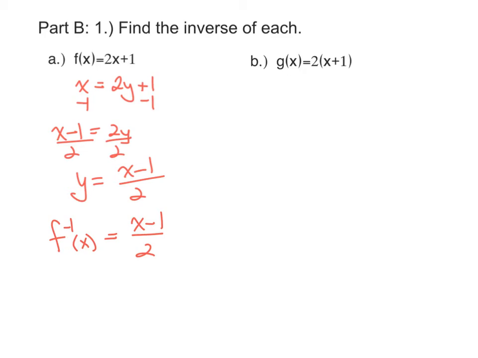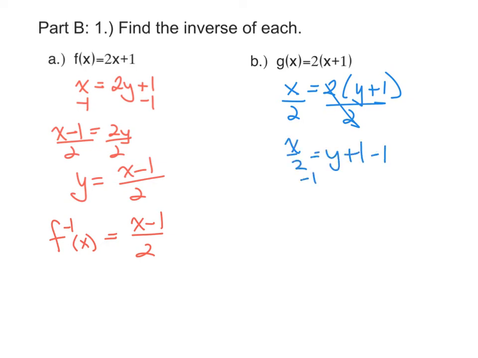So let's do it again with g of x. Switch the x and the y. So we'll say x is equal to 2 times y plus 1 and solve this. Here we're going to divide first. So x over 2 is y plus 1. Then subtract 1 from both sides, and y would equal x over 2 minus 1.